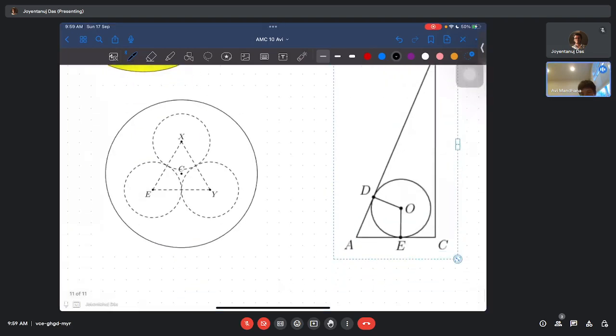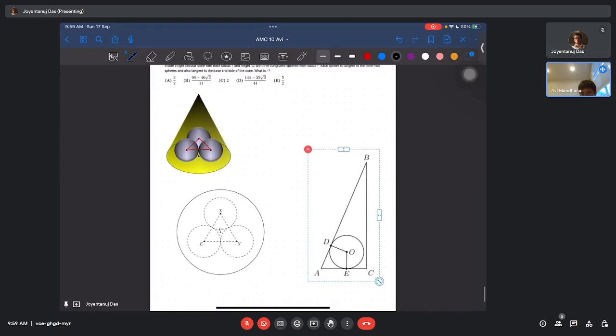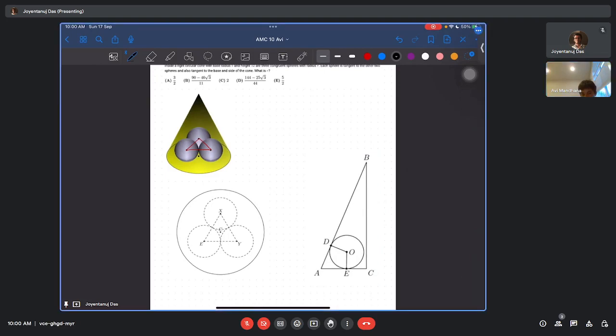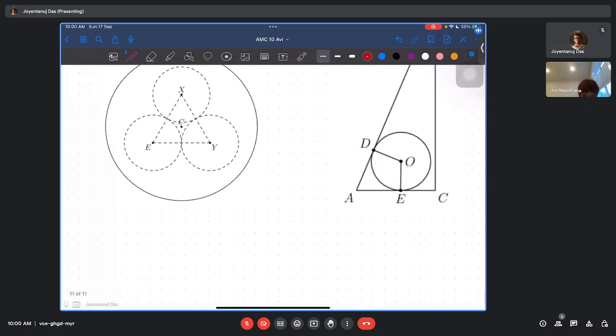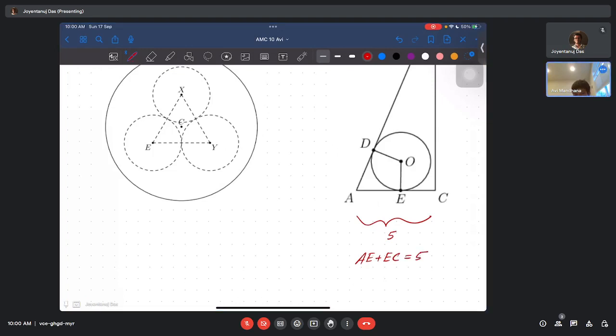So the ratio from B to C to O to E would be 12 over R. B to C. Okay. First of all, let us do like this. So here, this total length is 5, right? That I know because that is a radius, right? So what I get is AE plus EC. So that is 5, right? Okay. Now what you told, that is fine.